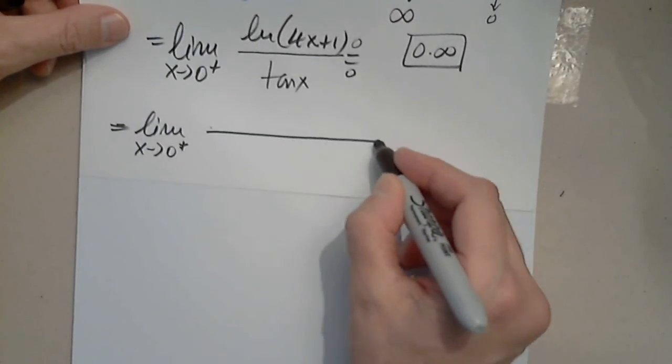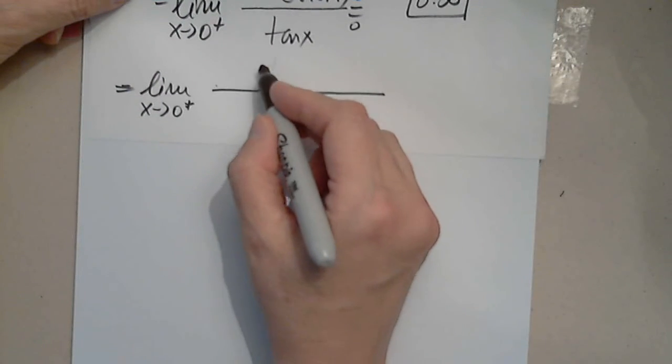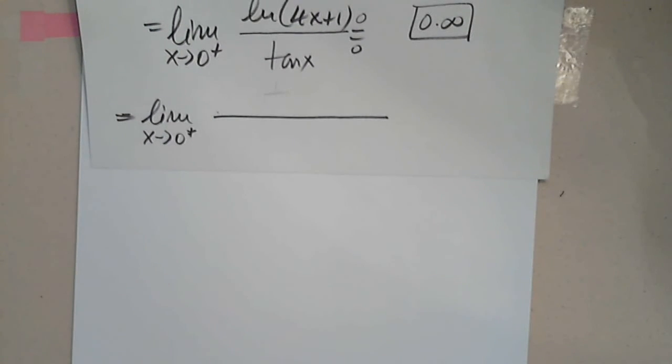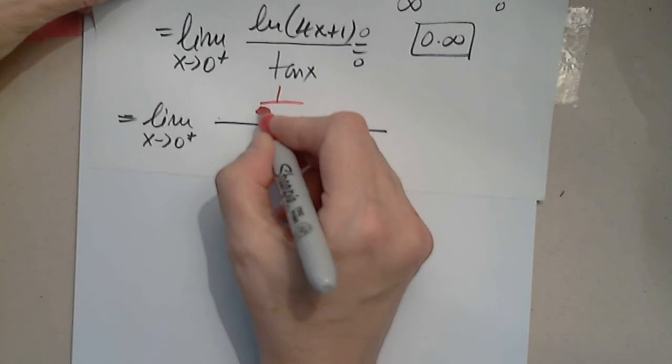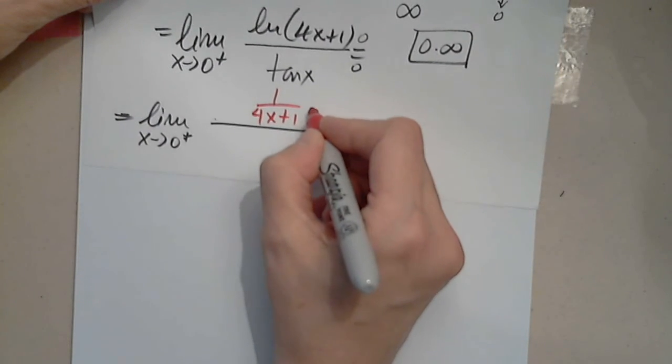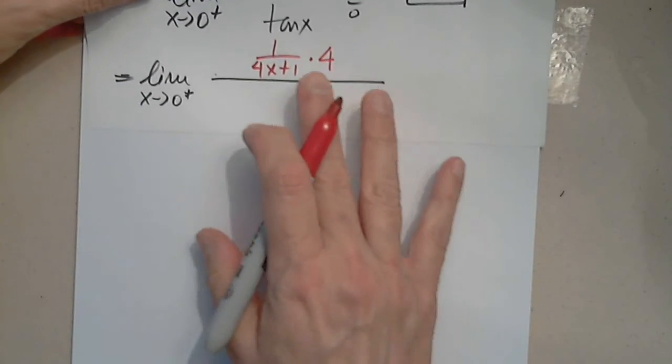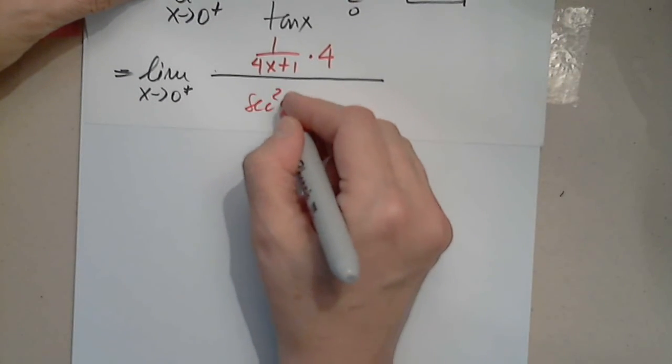Okay, so let's see. Let's differentiate the top. 1 over 4x plus 1 multiplied by 4, and the denominator is secant squared x.